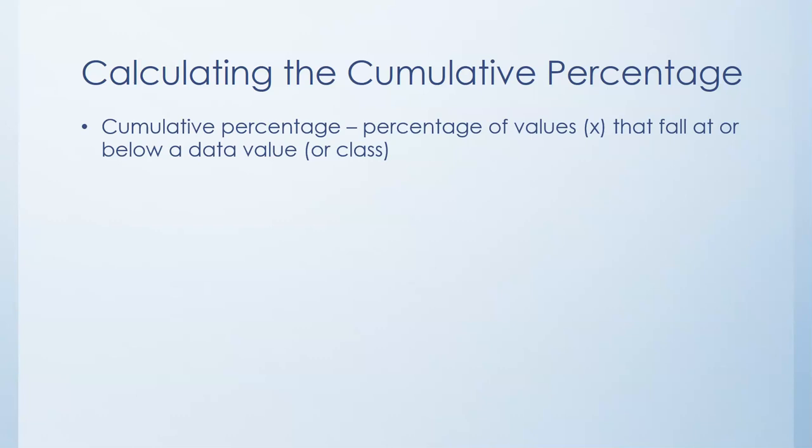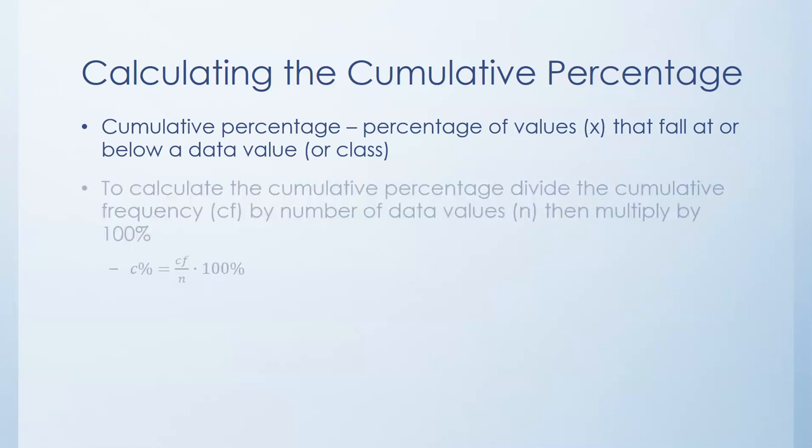That's our cumulative percentage. To calculate the cumulative percentage, all we need to do is divide the cumulative frequency, what we just found, by the number of data values we have, which in this case, for the example we're going to do here in just a minute, is 52. And then we're going to multiply it by 100.